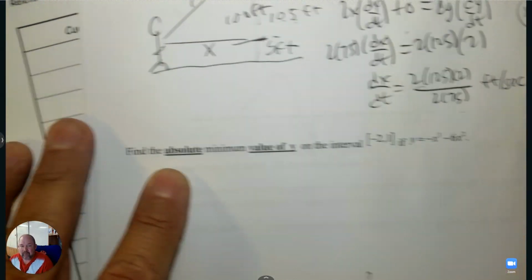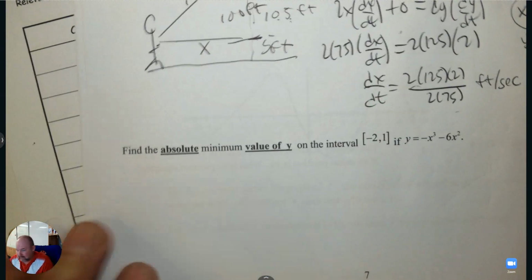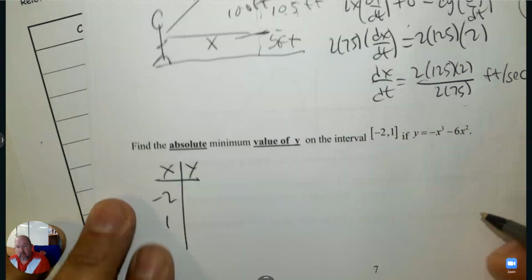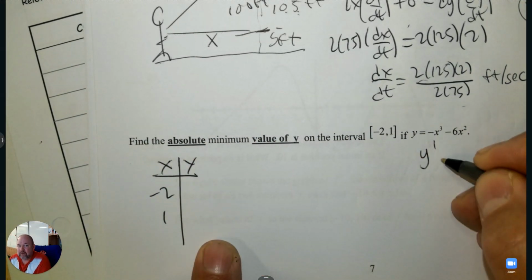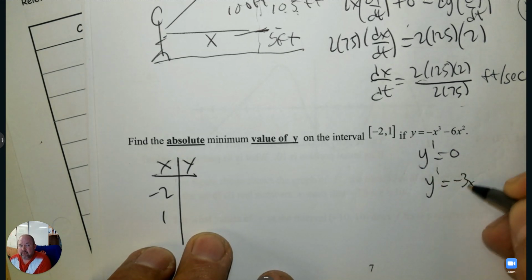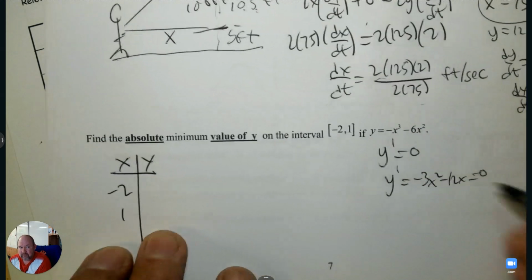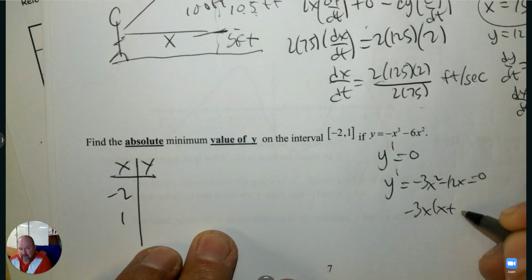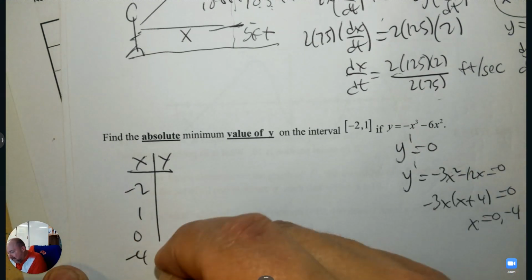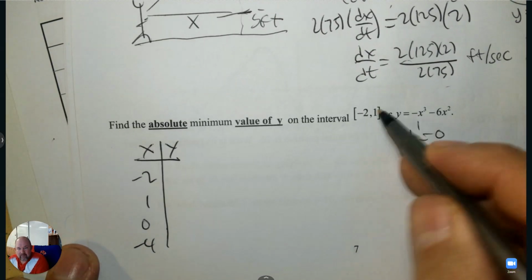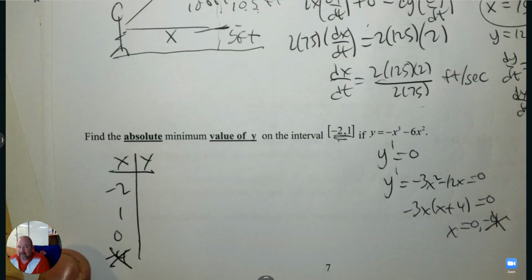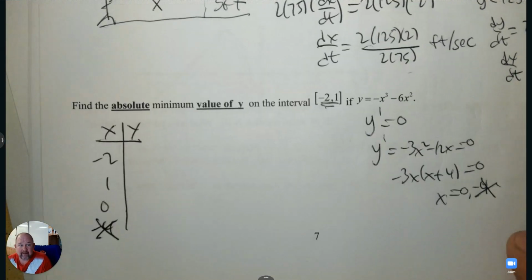All right, find the absolute minimum of this. The absolute minimum is a table of values question. So we have -2 and 1 that go into that table, but I also need to take the derivative equal to 0 and find the critical numbers that would also be in that table. So that's -3x squared and -12x equal to 0. Then we factor out a -3x, and my two critical numbers are 0 and -4. Now look again: -4 I'm going to cross out because -4 is not in my interval. So I'm not going to test it because it's not between -2 and 1, but 0 is.